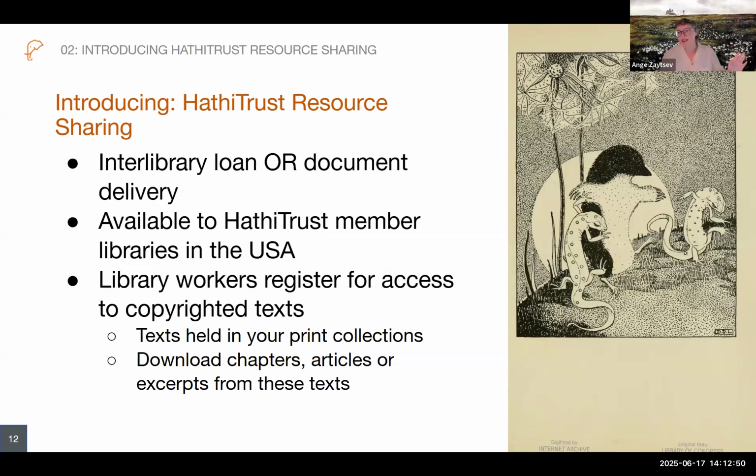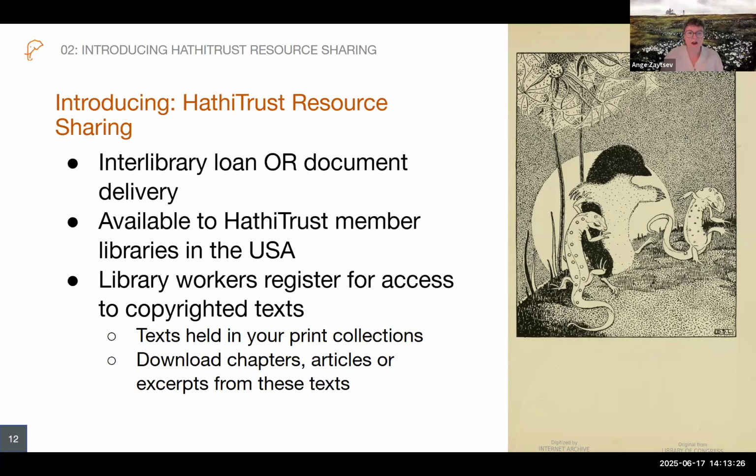Okay, so all that aside, what does this service look like? HathiTrust Resource Sharing can be used in interlibrary loan or document delivery to fulfill the requests that can come in through those services at your institution. Only HathiTrust member libraries will be able to register to have access to this service. And in the first phase of rollout, this will only be libraries in the United States. I'll talk more about the broader timelines and when our non-US libraries will be able to take advantage of this service.